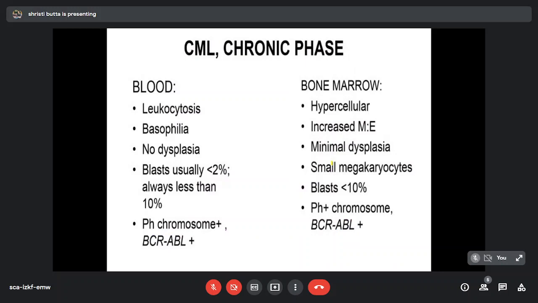So what is the characteristic blood picture here? We have leukocytosis, basophilia. Note that there is no dysplasia, that is, the morphology is absolutely normal. In the blood you have approximately less than 10% blasts, and there's a positive Philadelphia chromosome, as we already said. Now regarding the bone marrow, it is hypercellular. There's an increase in the ME ratio. There's minimal dysplasia, comparatively no dysplasia for that matter, and small megakaryocytes. There's an increase in megakaryocytic proliferation as well. Blasts are also less than 10%. So this is the chronic phase of CML.